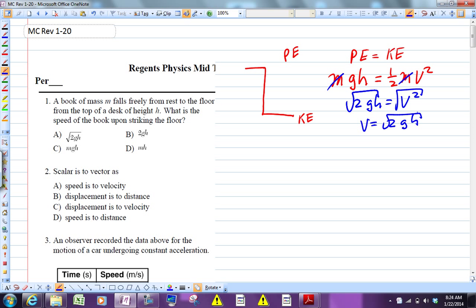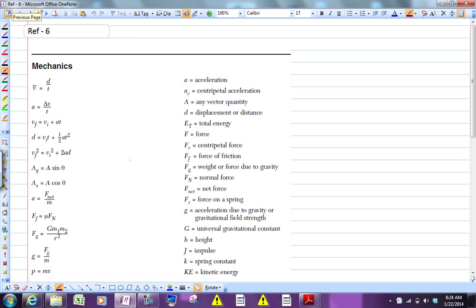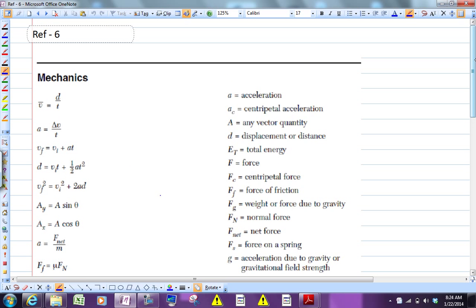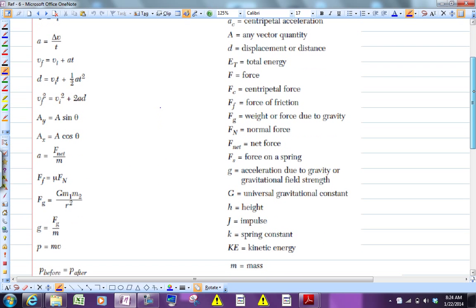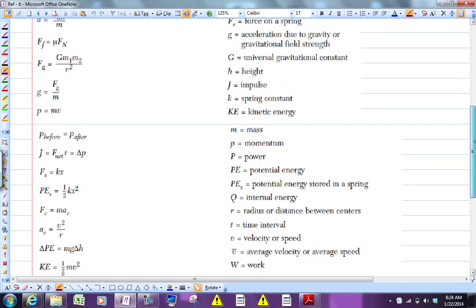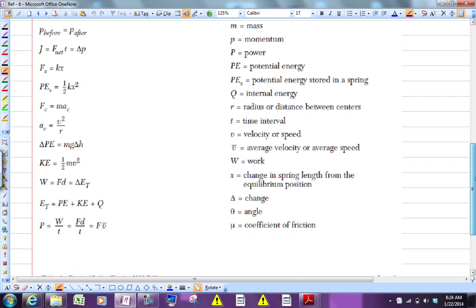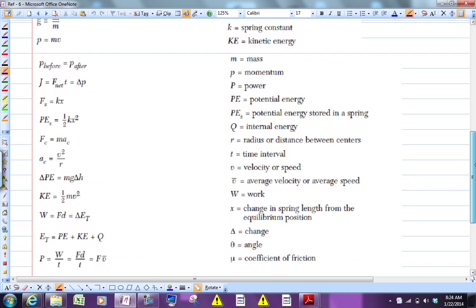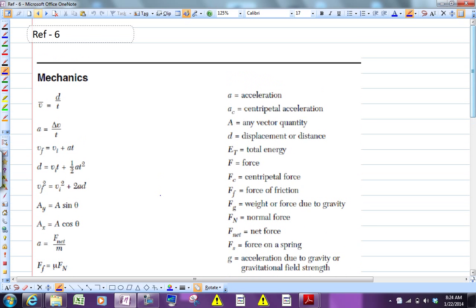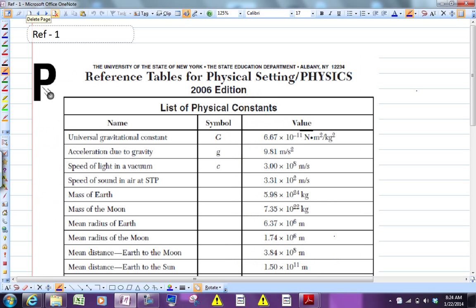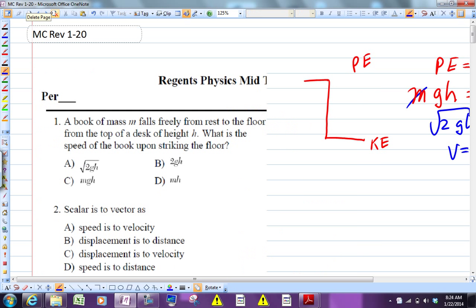If you didn't remember those formulas, it would be a really good idea to have this reference table. Now, for the first semester material, it's almost all on the back page, page 6 of the reference table, with some other facts on the front. So let's look at question 2 now.